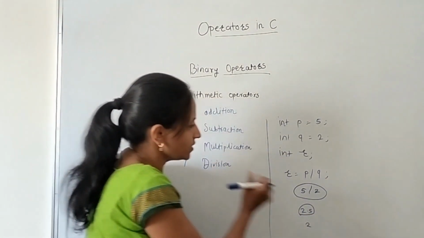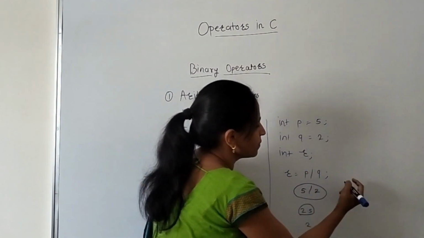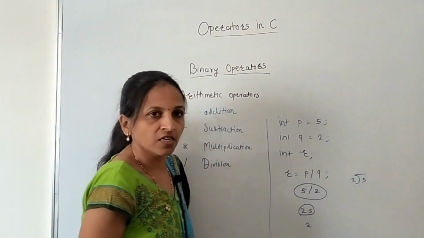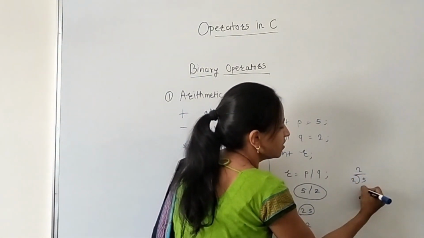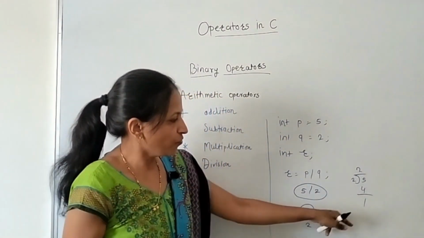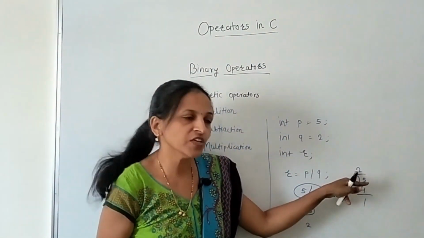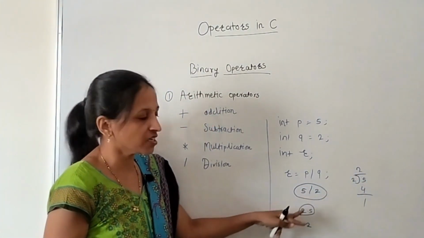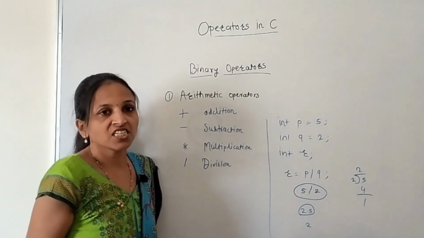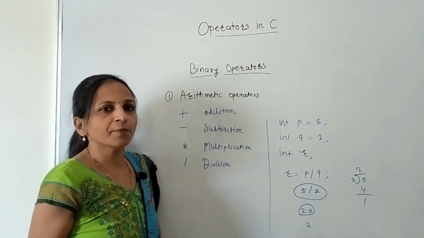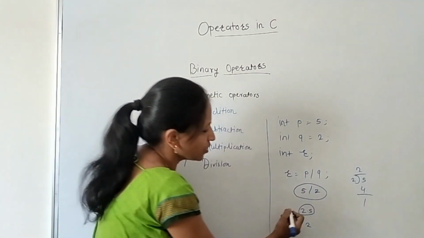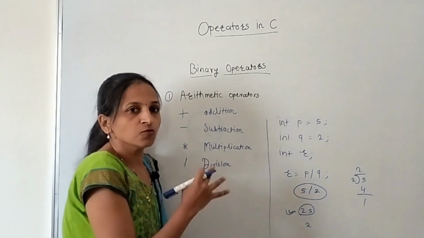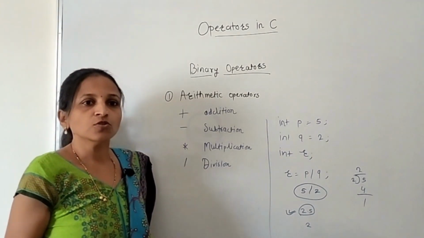Now suppose p is of type integer, q is of type integer. Here p divided by q means 5 divided by 2. Two 2s are 4 and I am getting 1 as the remainder. Only the whole value 2 will be given by this operator if both the operands are integer. If one of the operands is floating point, then it will give you the whole answer, that is 2.5. This is the division operator used to divide two variables or two numbers.